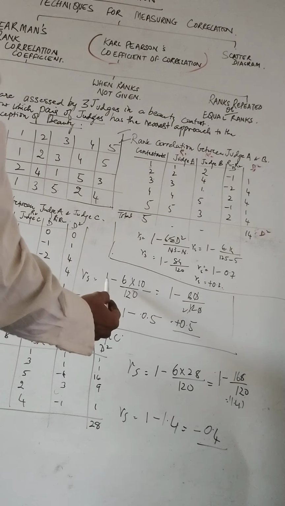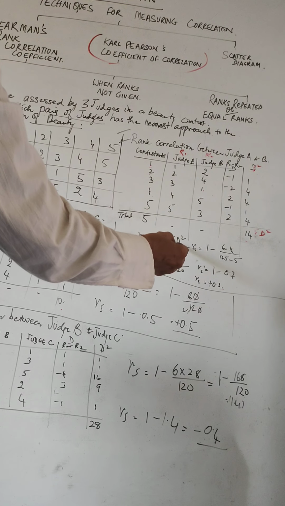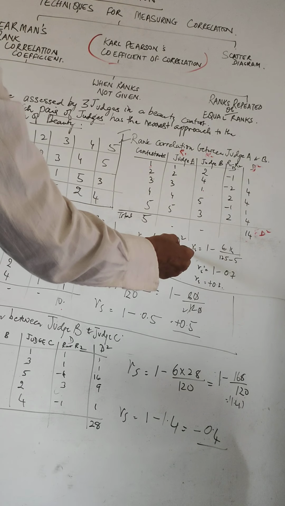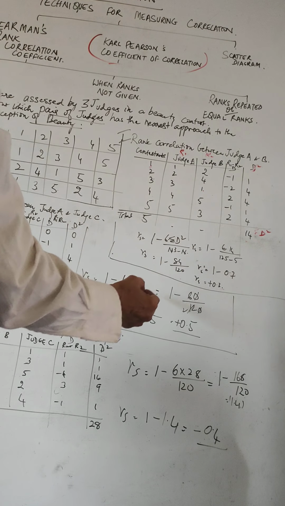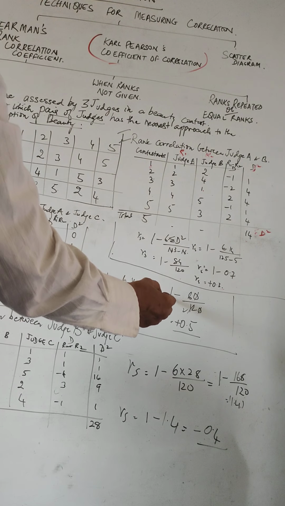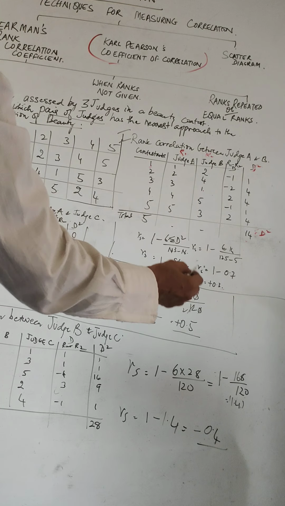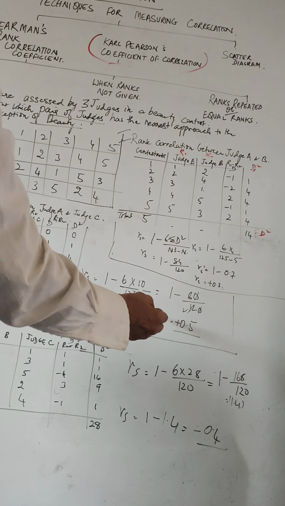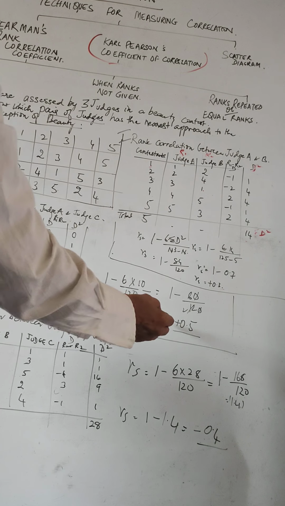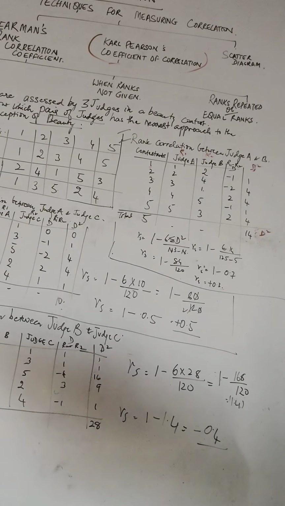Now we're going to use the formula: 1 minus 6 into sigma d square upon n cube minus n. So 1 minus 6 into 10 upon 120, is equal to 1 minus 60 upon 120. And what we get is 0.5. So 1 minus 0.5 is positive 0.5. So what do you find here?